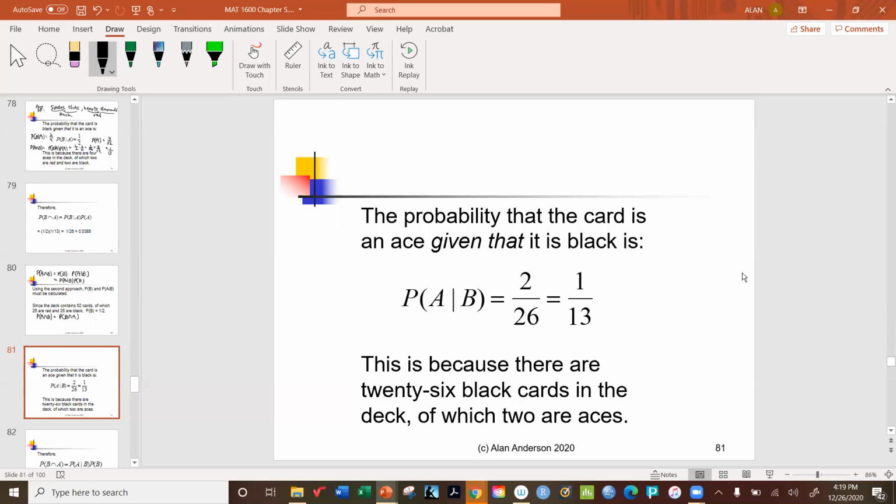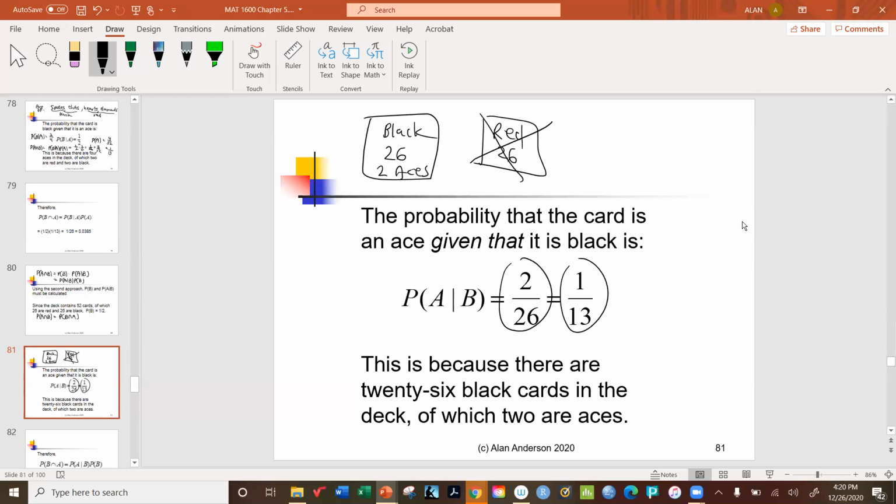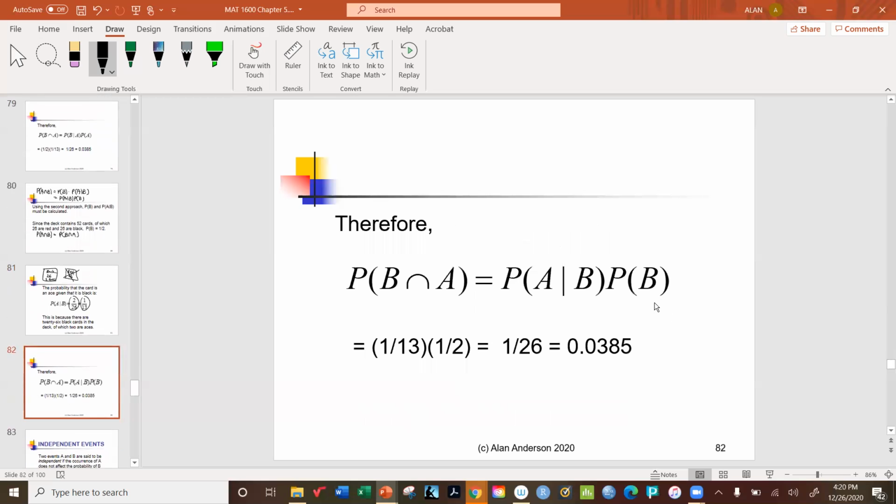So what about A given B? What is the probability that the card is an ace given that it is black? Well, you have all the black cards, 26. And here's the red cards. We can basically ignore these right now because we know that it's not a red card. Out of these black cards, 2 are aces. So that means that we have 2 out of 26, or 1/13. Then we have the probability B of being a black card. And again, half the cards are black.